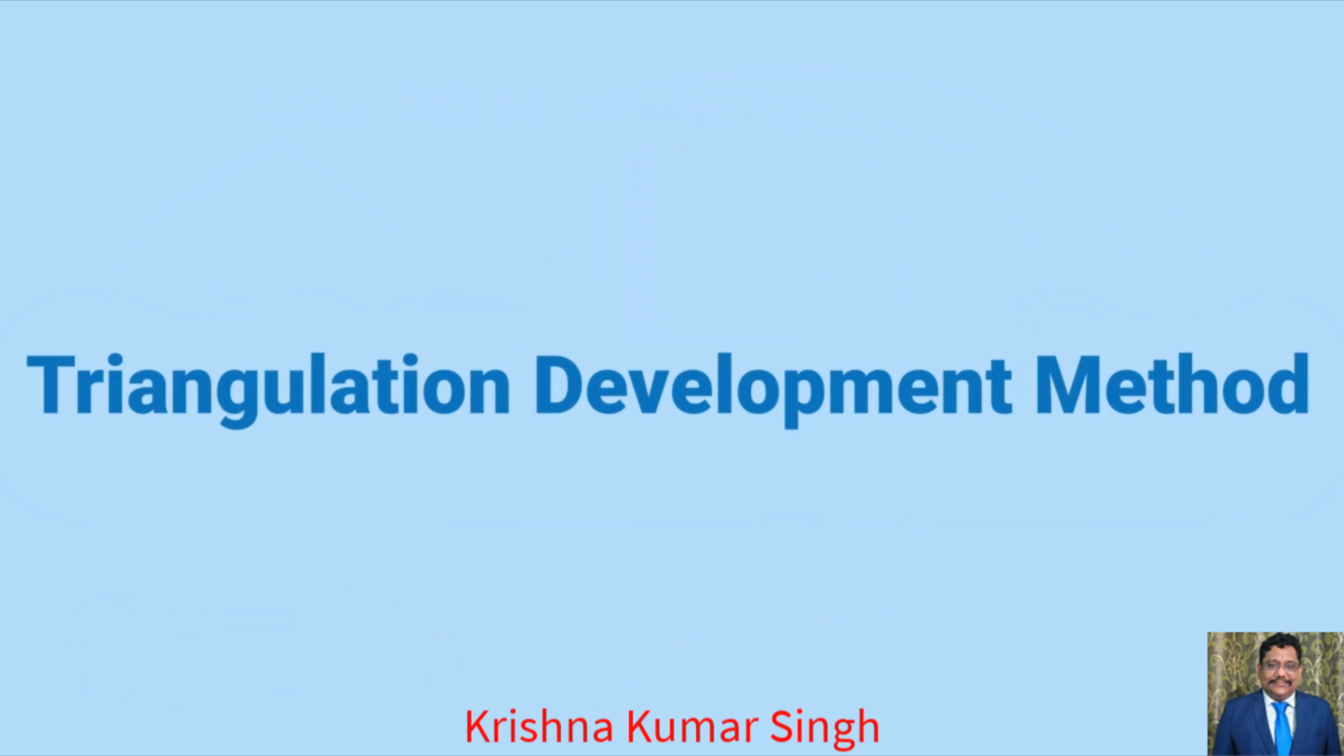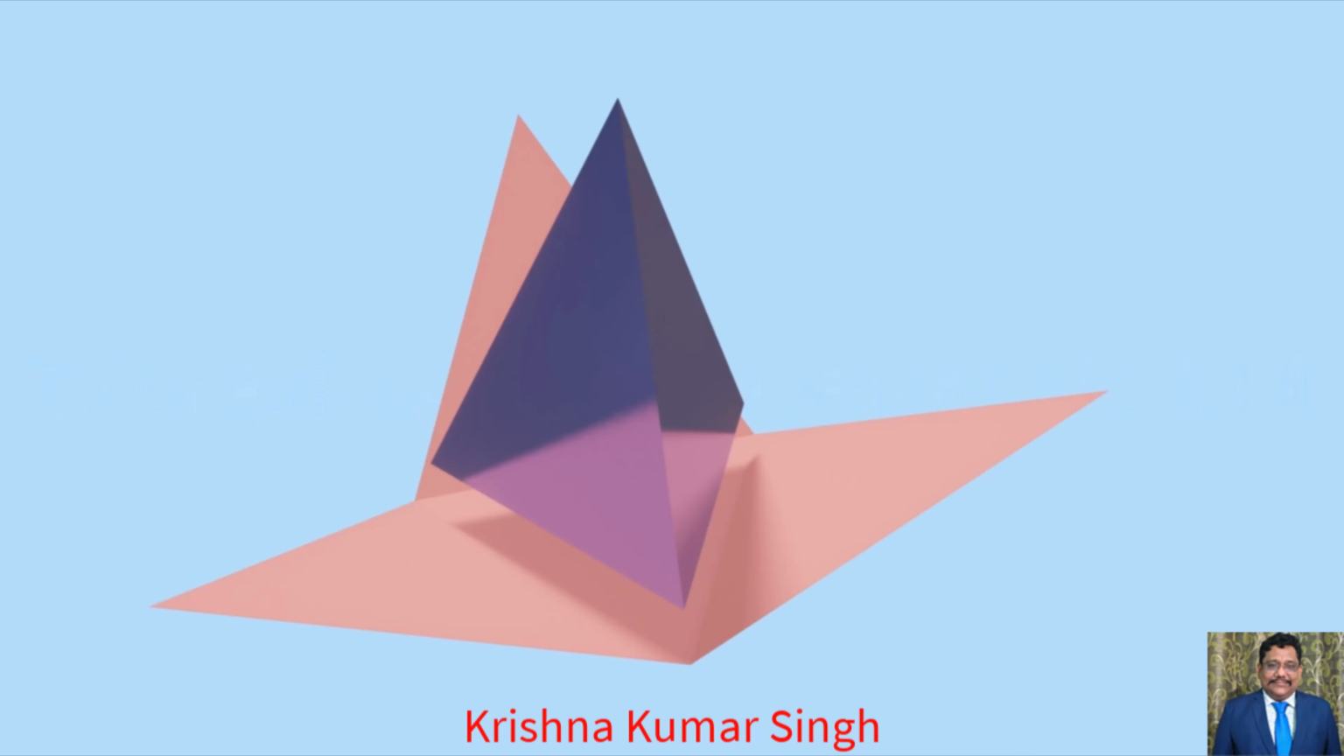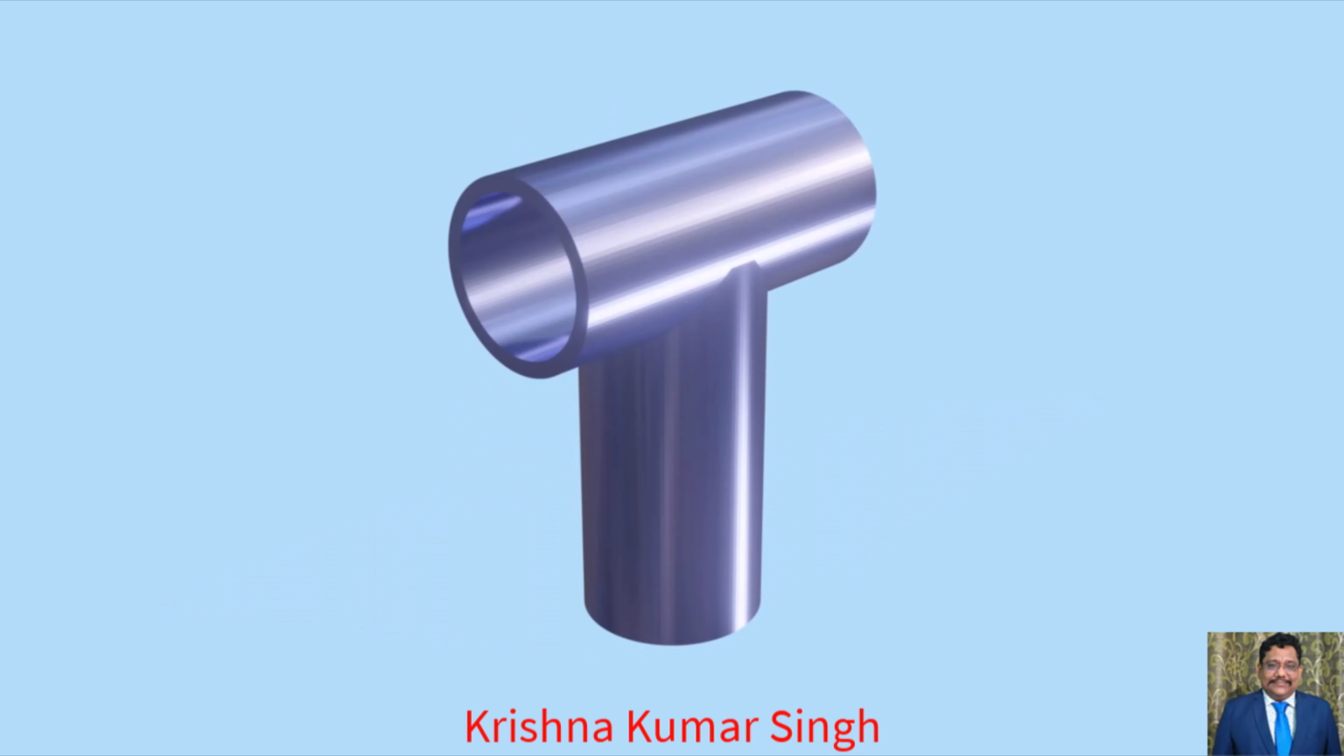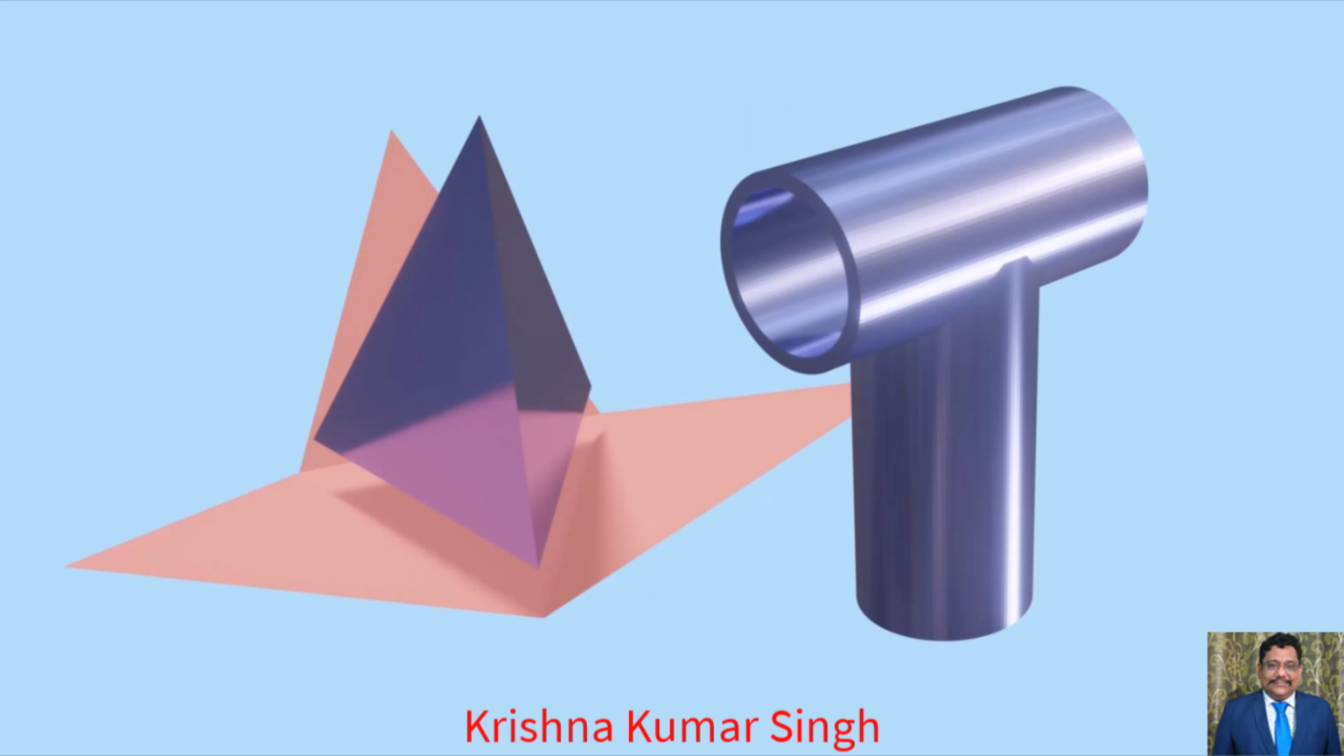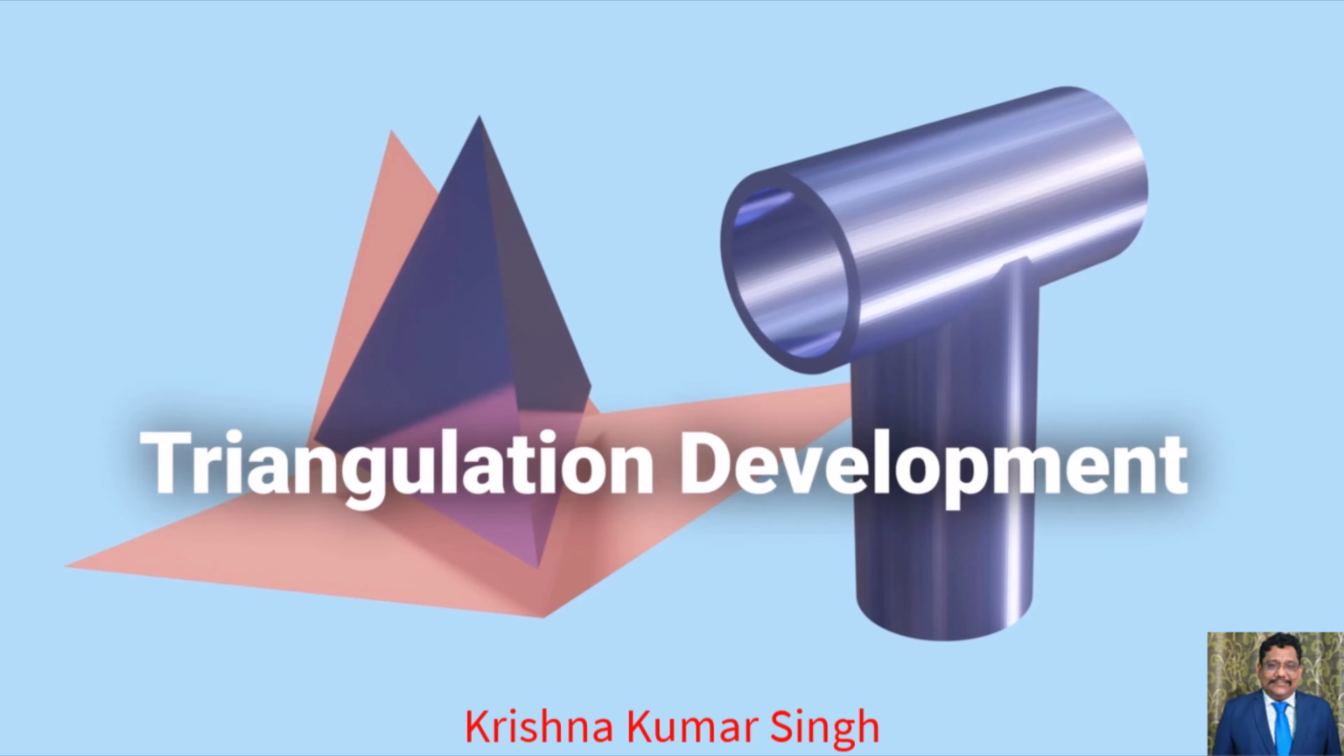The next method is the triangulation development method. Triangulation development method is used for developing polyhedrons, single curved surfaces, and warped surfaces. This method is used for developing transition pieces, which are usually made to connect two different shaped objects. Basically, this method is employed for polyhedrons like the tetrahedron and other transition pieces. In tetrahedrons and transition pieces, triangulation development is used for their development.